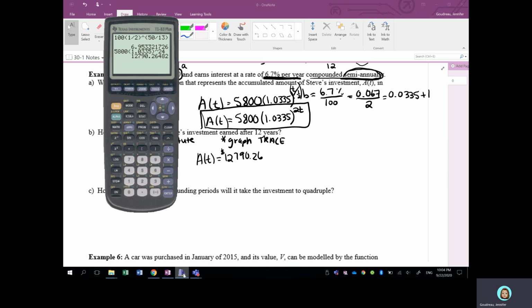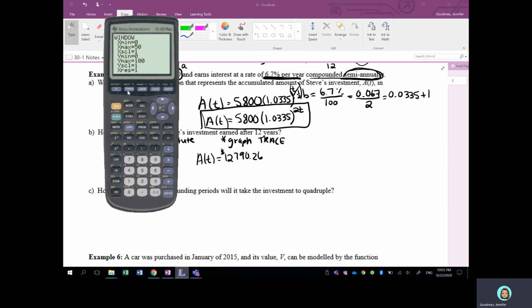Let's quickly show that graphically. When we do it graphically, we graph the basic function, so the function without plugging in the x value, so 5,800 times 1.0335 to the power of, and again use brackets. Here I'm not going to put the 24 in yet or the 12 in yet. Just leave it as the basic function. We're going to graph it. Okay, this one should be exponential growth. We might have to adjust our window a little bit.